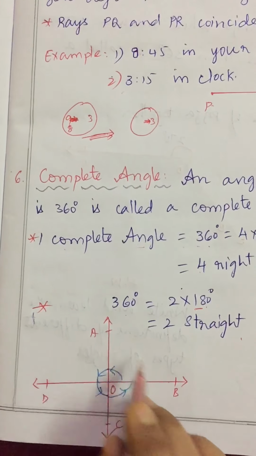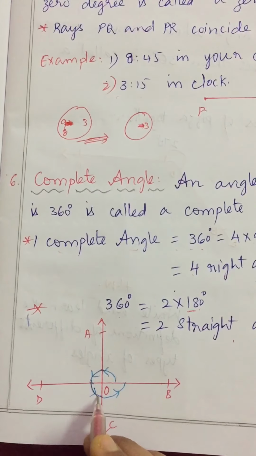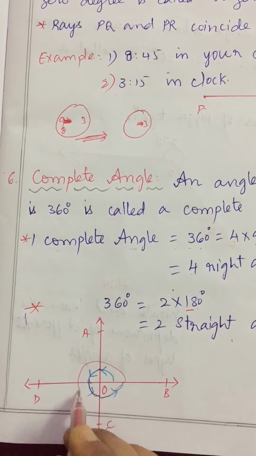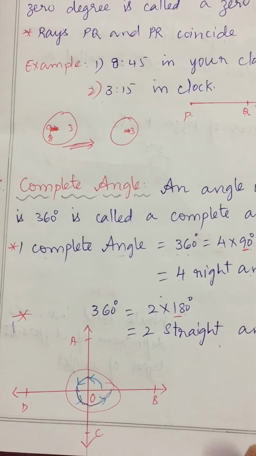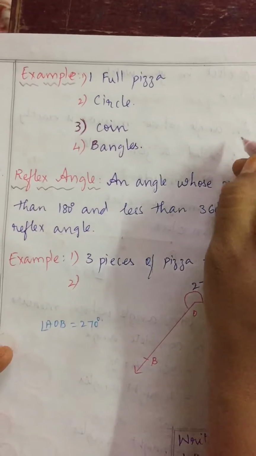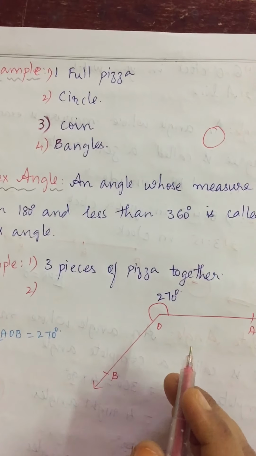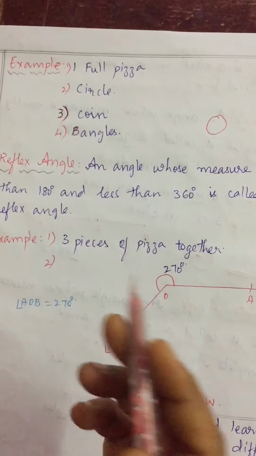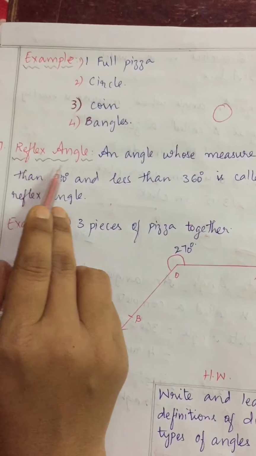I have drawn angle A, B, C, D. See how it is moving here to here, here to here, here to here and here to here. Complete one rotation. That is nothing but a complete angle. Clear? Now next one is a coin. Also you can say, did you observe a coin? Any coin, 2 rupee coin, 1 rupee coin, 5 rupee coin, any coin you observe, it is also an example of a complete angle.